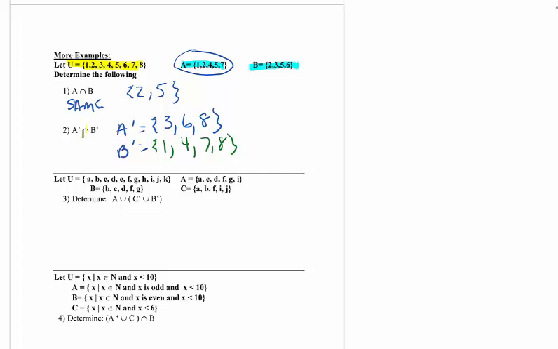Now my symbol here is what's the same. So what is the same between A prime and B prime? 3 doesn't work, 4 doesn't work. The only thing that is the same gives me 8 as my answer.